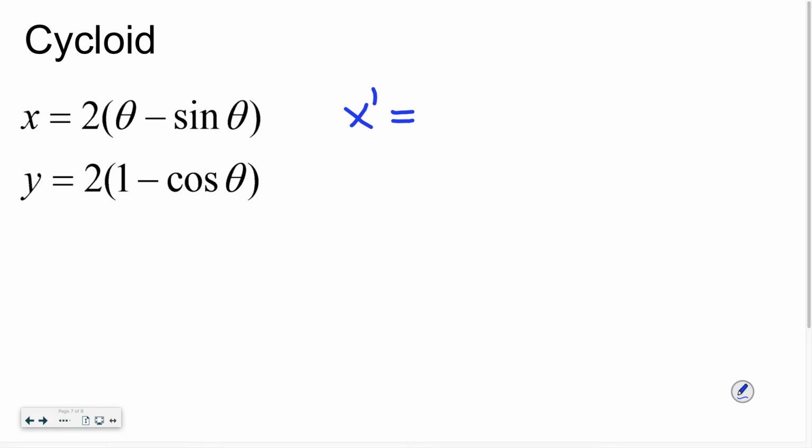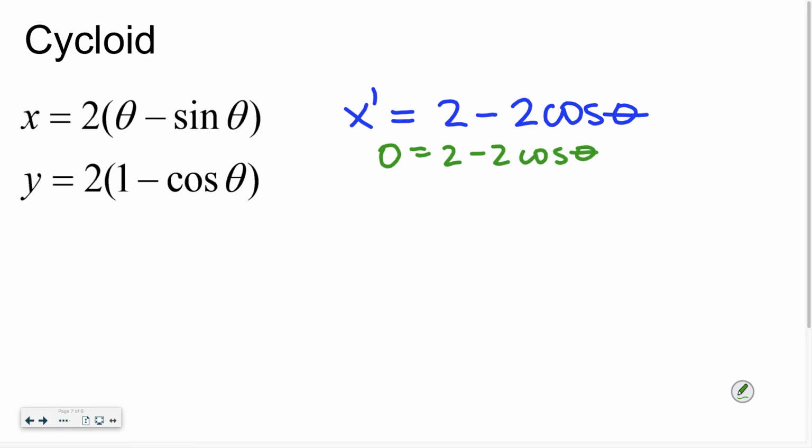Nick, what's our derivative for x? 2 minus 2 cosine theta. Okay. If we set this equal to 0... Not good. I also wrote the wrong thing. We haven't even looked at y prime. It's smooth only if they're not both zero. Well, I know, but I set this equal to 0.